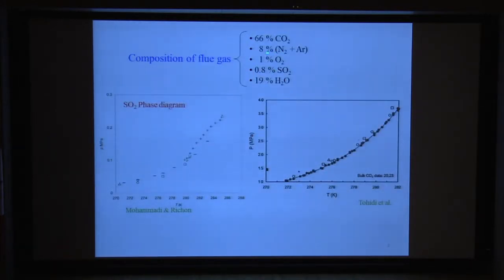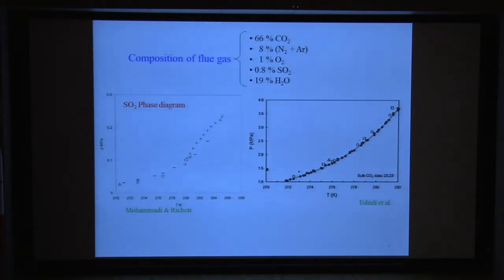Flue gas is predominantly CO2 with some amounts of water, excess nitrogen, and trace amounts of SO2 and oxygen. There may be H2S, hydrogen sulfide, as well in the flue gas. Looking at the phase diagrams of pure CO2 hydrate and SO2 hydrate, we can see that the SO2 structure 1 hydrate forms at a lower pressure, less than 1 megapascal, as opposed to the CO2 hydrate, which forms above 1 megapascal.